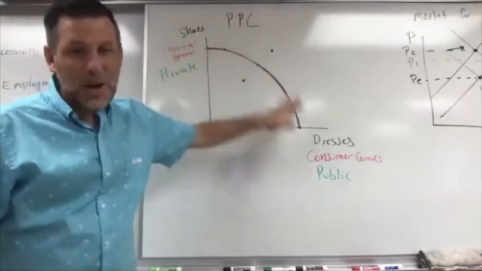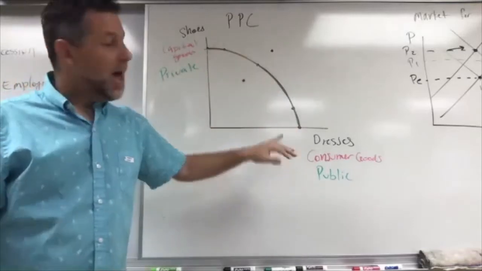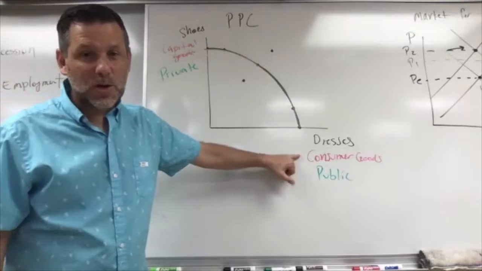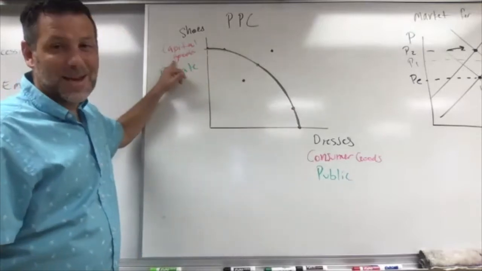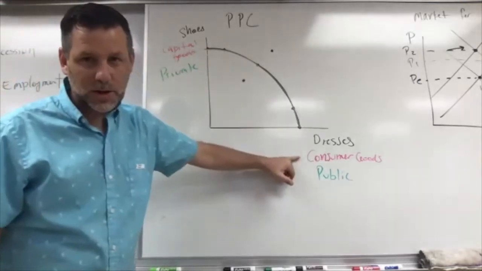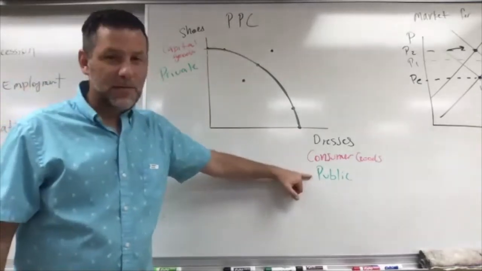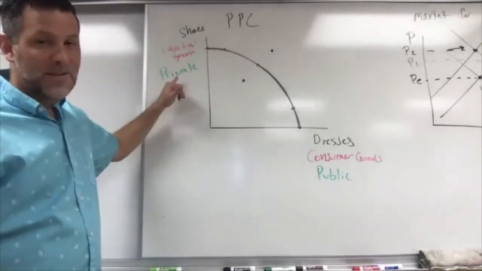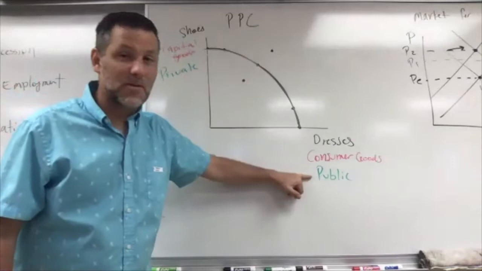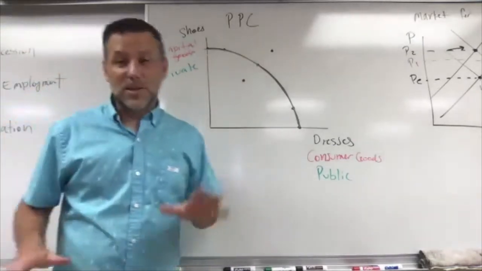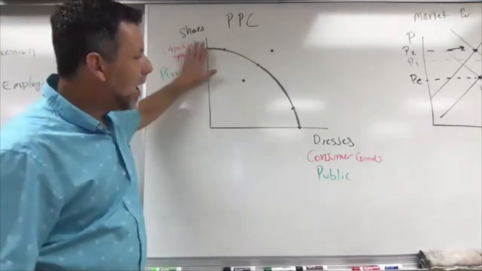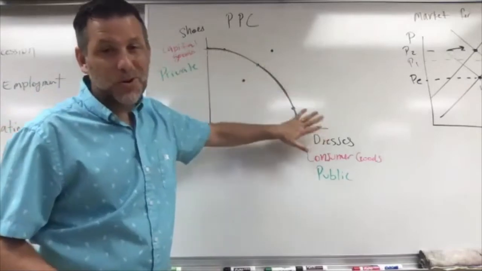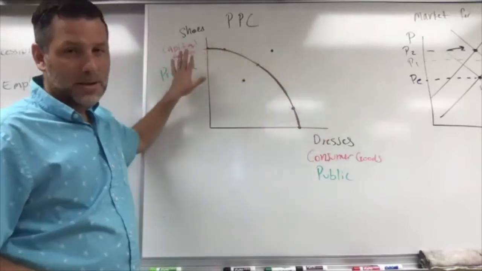So now my PPC represents everything. If it's not a consumer good, then it's a capital good. If it's not a capital good, it's a consumer good. If it's not made for the government, it's made for people. If it's not made for people, it's made for the government. So everything falls into those two categories. So now my PPC represents the production of everything.